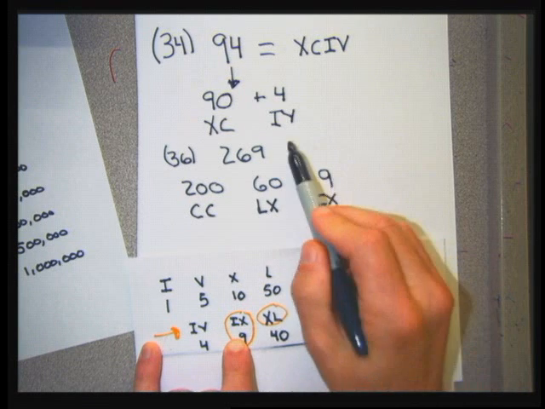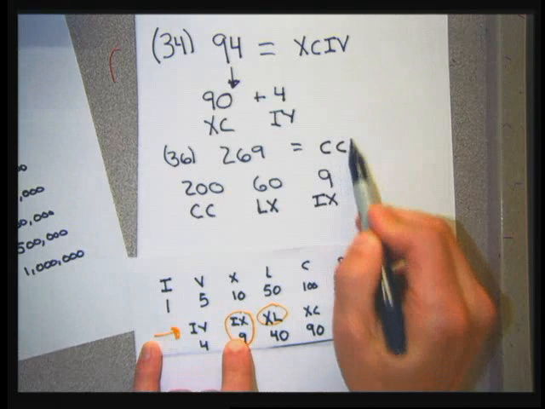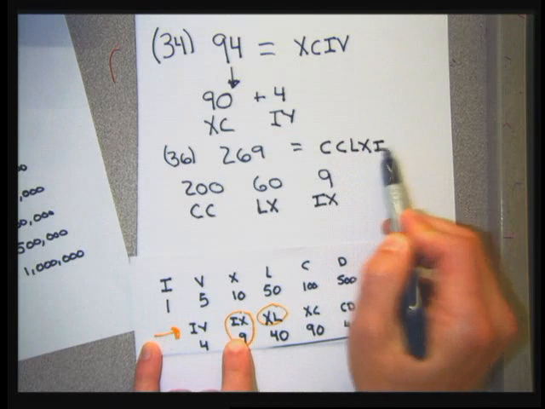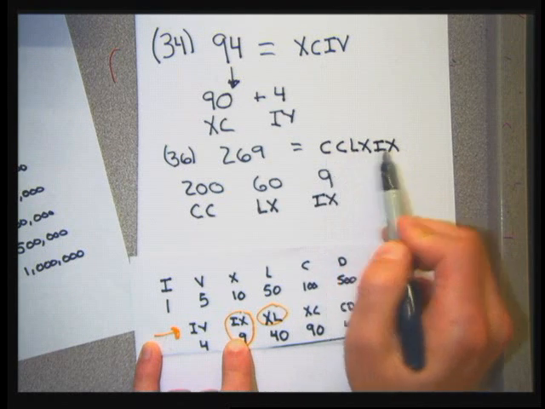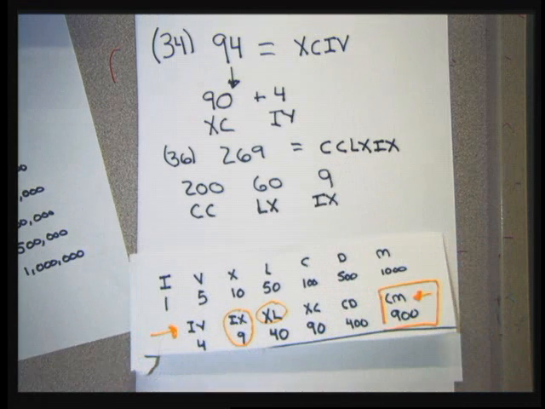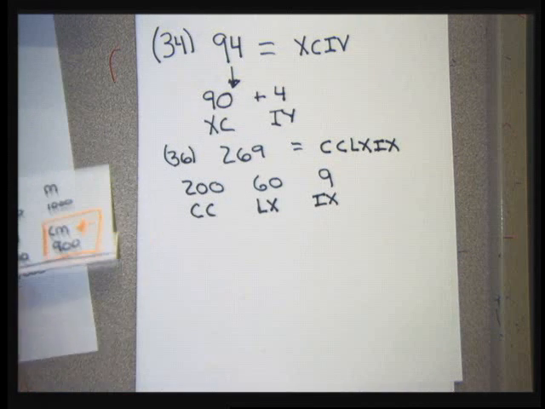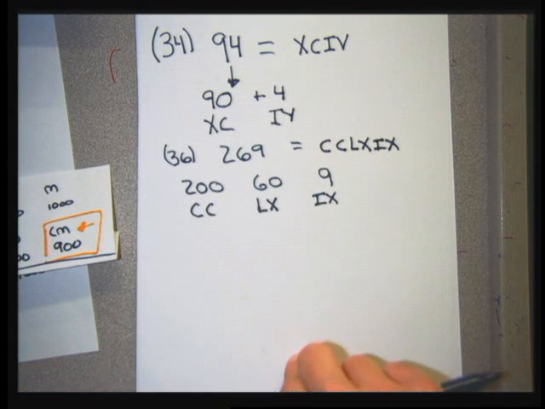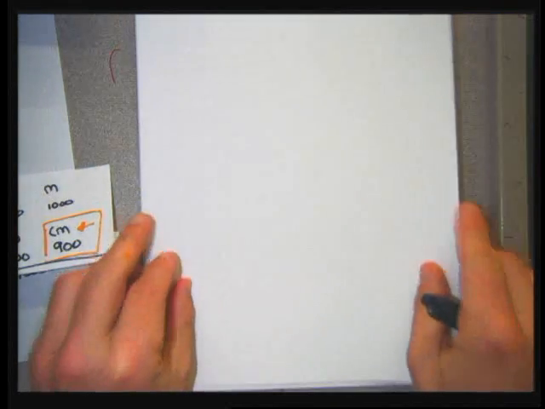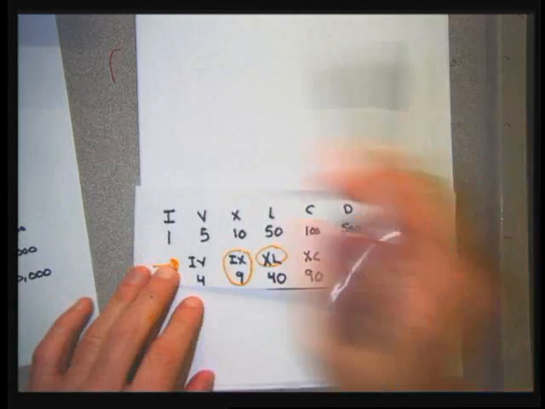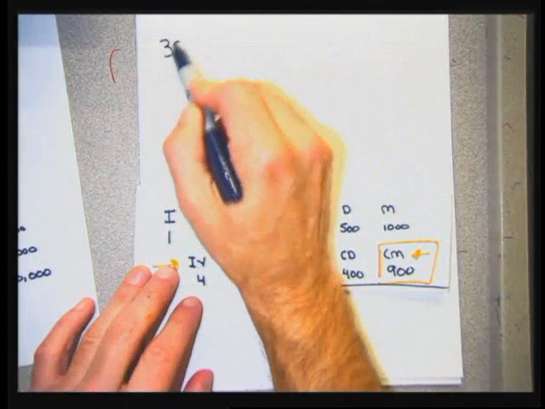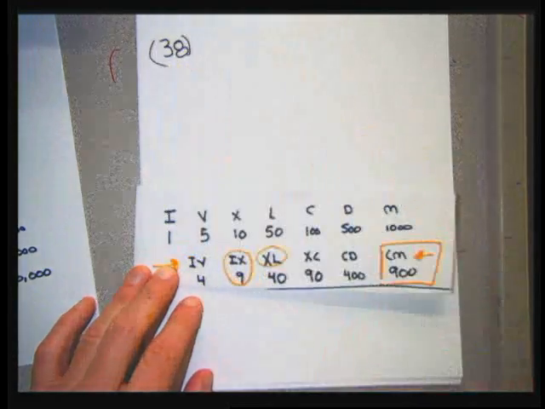So I'm going to write CC, LX, IX for 269. So to take a Hindu-Arabic number and write it as a Roman numeral, I'd like to just take the pieces, break them down into their hundreds, tens, and ones, or thousands, tens, and ones, if that's the case, and then try to write each piece in its Roman numeral form. It may not be the only way to do this, but it's the way I do it, and it seems to work fine for me.